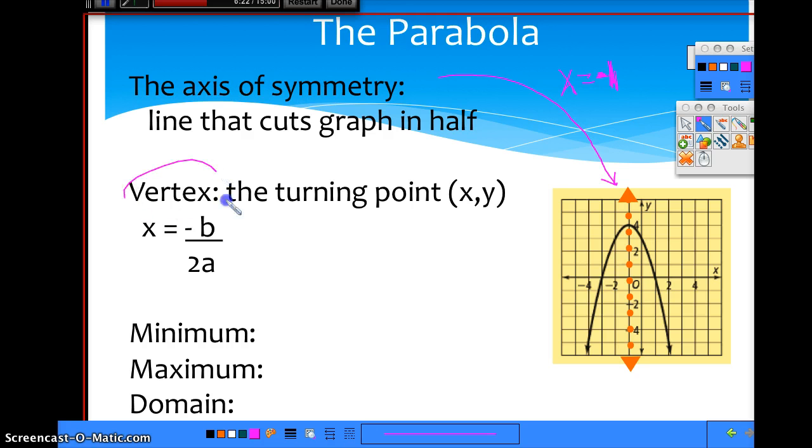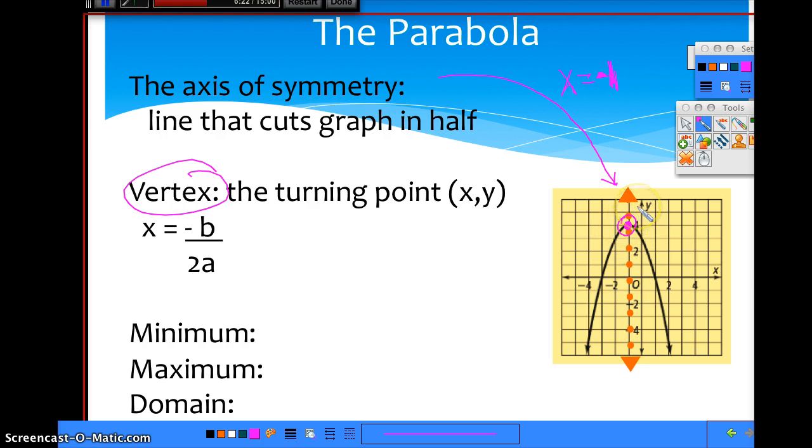The vertex is actually where the parabola takes a turn in direction. So as the parabola is going up, it's starting to curve, it hits a maximum point, it turns, so it's right here, and then it comes back down. So the maximum point in this parabola is the vertex.